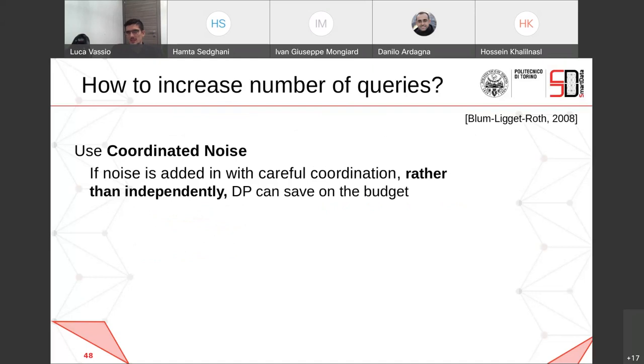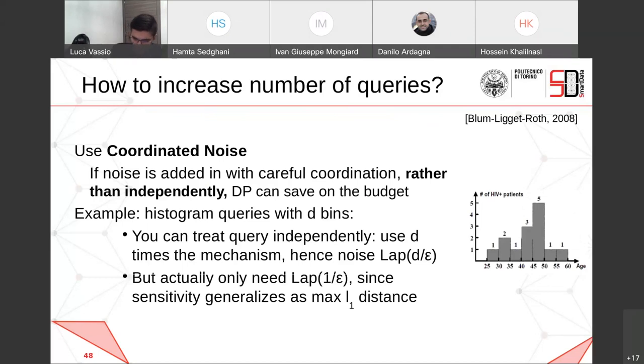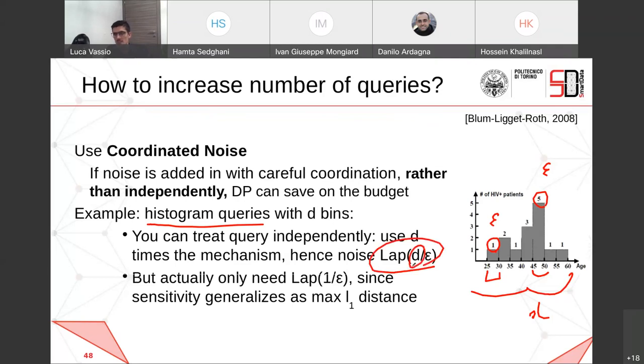And just to give you a hint, if you want to increase the number of queries, we can use coordinated noise. To save time, just to show what we do in the lab, the histogram queries. Let's suppose we want to do a count, for example, how many people are between 45 and 50, and we have a certain epsilon. So you will take this 5 and you will add some noise to this 5. And then let's suppose we want to know the people between 25 and 30, so we use another epsilon. If you need to do this d times, because we have d bins, this will account in the end for a noise of Laplacian of d over epsilon. Why d? Because we have d bins, so we have to increase the sensitivity or increase the budget.